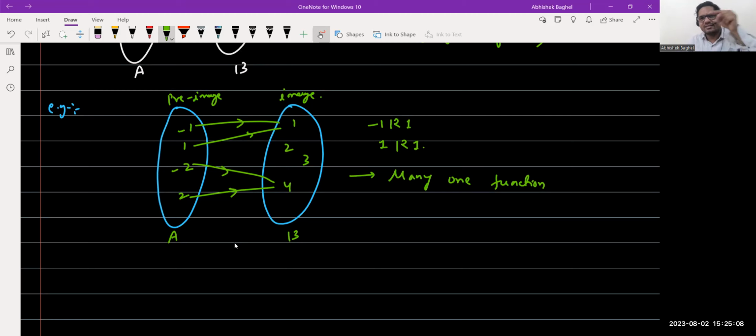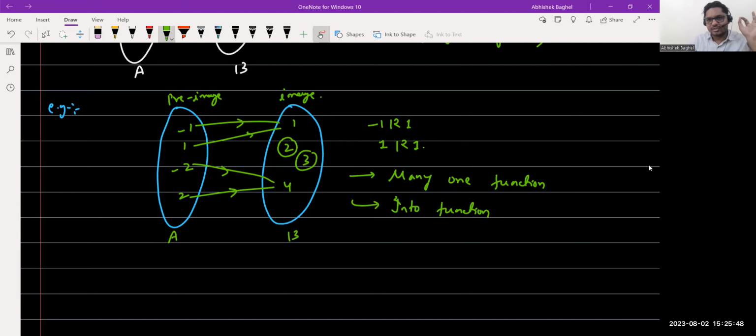So here you can see that -1 is getting a single image, that is 1. 1 is also getting the single image 1. Although they are getting the same image, it doesn't matter. So it is also a function and it is a many-one function. You can see that inside B, the elements 2 and 3 are unrelated. And we know that if at least one element inside B is unrelated, we call such functions into functions. So it is a many-one function as well as an into function. Clear?